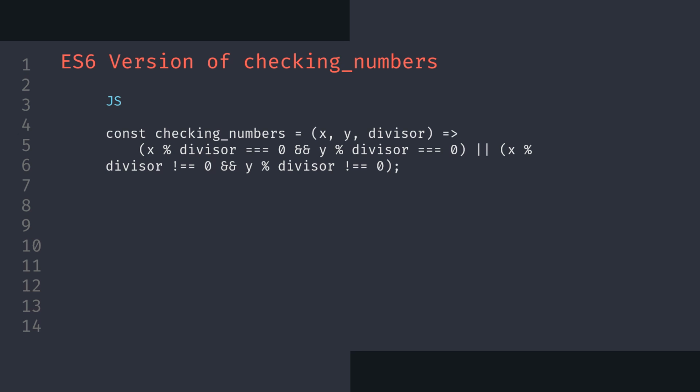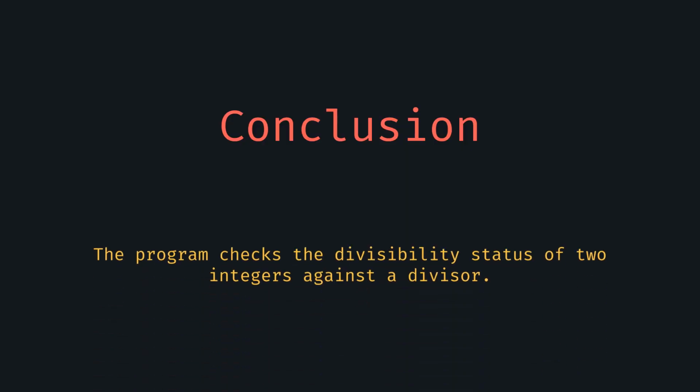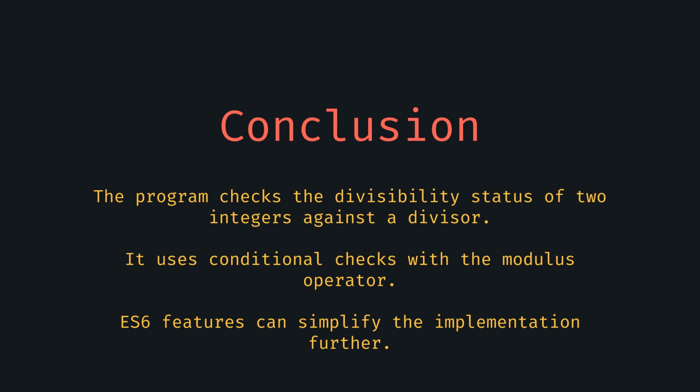The ES6 version of the function is more concise, using an arrow function and implicit returns for cleaner code. In summary, this program efficiently checks if two integers are similarly divisible or not divisible by a divisor, using straightforward logic and clean code.